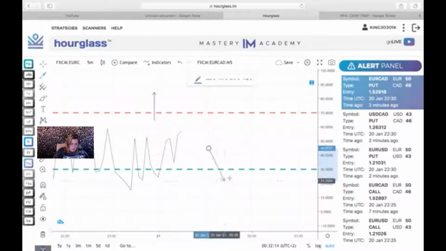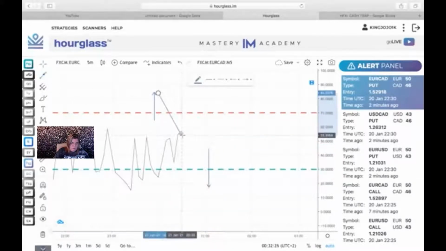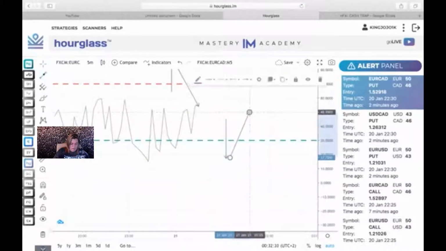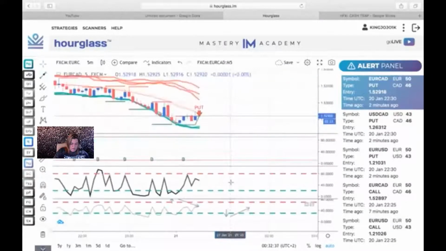Where it's 30, it's the lower line, right? It's the lower line right here, okay? This must come down to the middle. This must come up to the middle. It's just the way the market works, all right? Cool. That's the RSI.